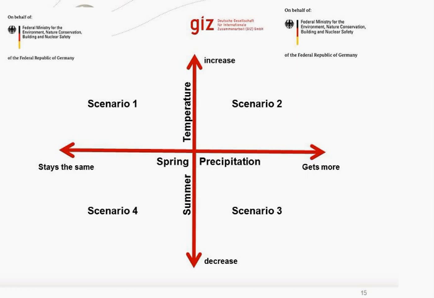So basically, if we define two axes, we have 4 scenarios. Yes, we have spring precipitation and summer temperature, for example, where spring precipitation either stays the same or gets more, and summer temperature either increases or decreases, which gives us 4 scenarios for a future change. And these 4 scenarios we then discuss with the local population in order to really find out the future vulnerability of the local population in their own perception.